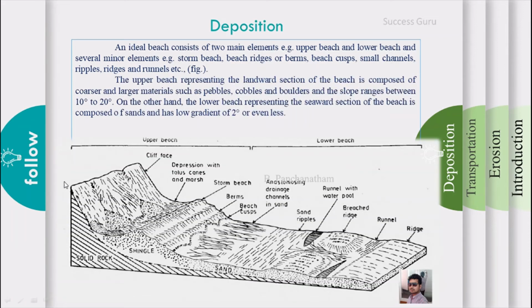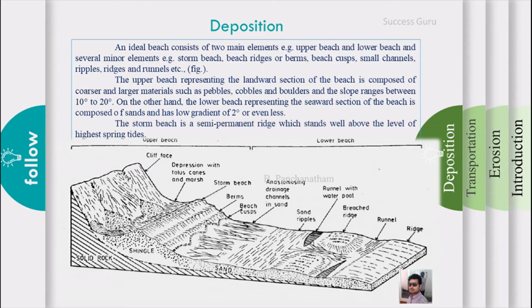So the upper beach, this portion, is called the upper beach. The upper beach represents the landward section of the beach. It is composed of coarse and larger materials such as pebble, cobble and boulder, and the slope ranges between 10 to 20 degrees. On the other hand, the lower beach, this portion, represents the seaward section of the beach, that is composed of sand and has a low gradient of around 2 degrees or even lesser.